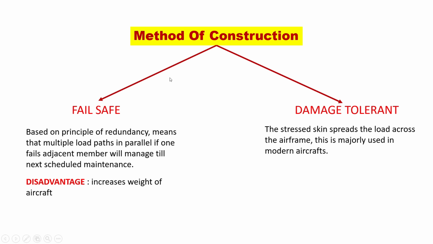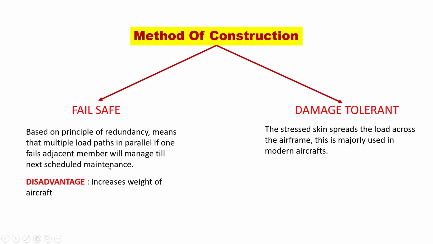One pilot has failed to report, that then also it is safe. Then also the flight will be conducted in the exact same manner. It won't make any difference. So fail-safe is that only. It is based on a principle of redundancy. Means that multiple paths, multiple load path in parallel. If one fails, adjacent member will manage the stress till the next scheduled maintenance.